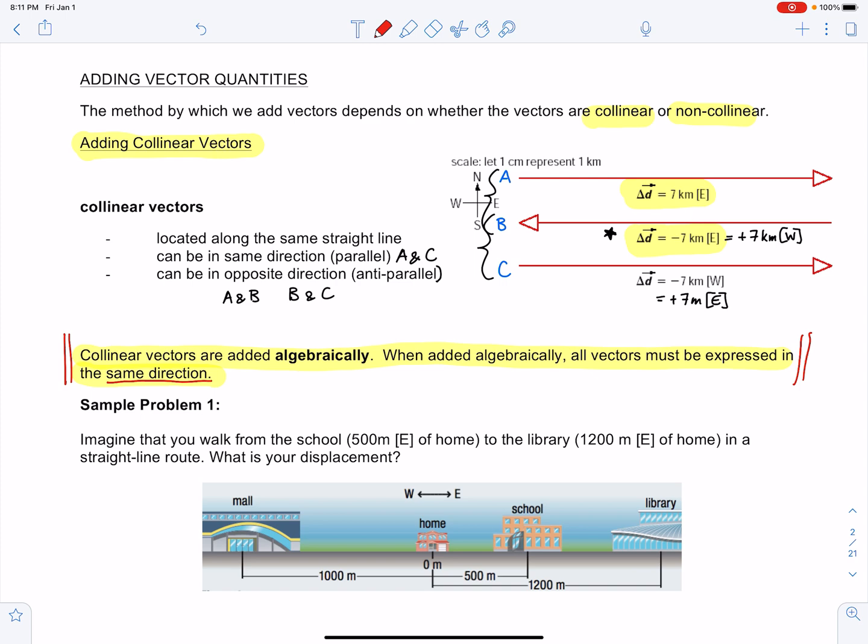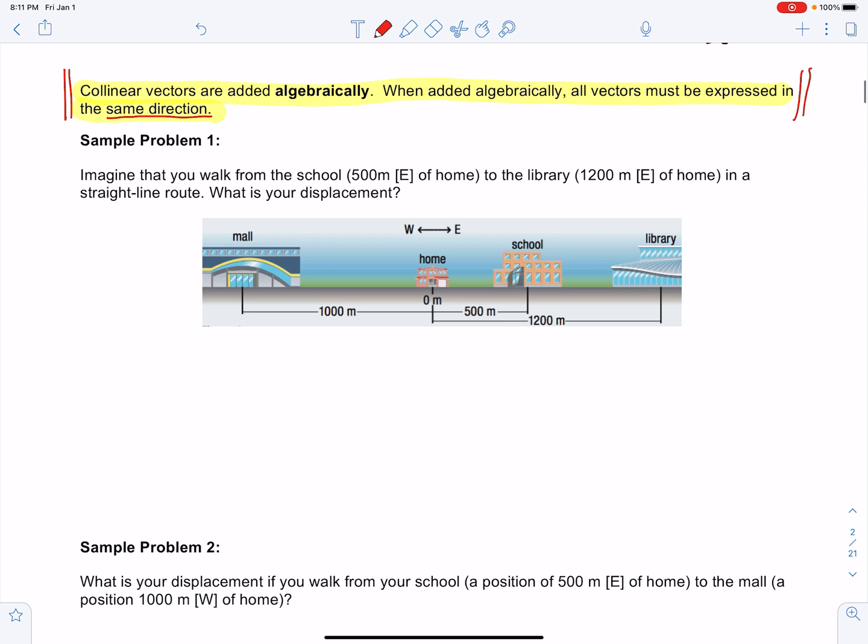We're going to start with sample problem number 1. I'm excited for you guys because this is your first physics problem ever. Imagine you walk from the school 500 meters east of home to the library 1,200 meters east of home in a straight line route. What is your displacement? So you can look at the diagram below and you can see where you started from the school. This is your initial position right here. And you end up going to the library right here. And what we want to find is our displacement.